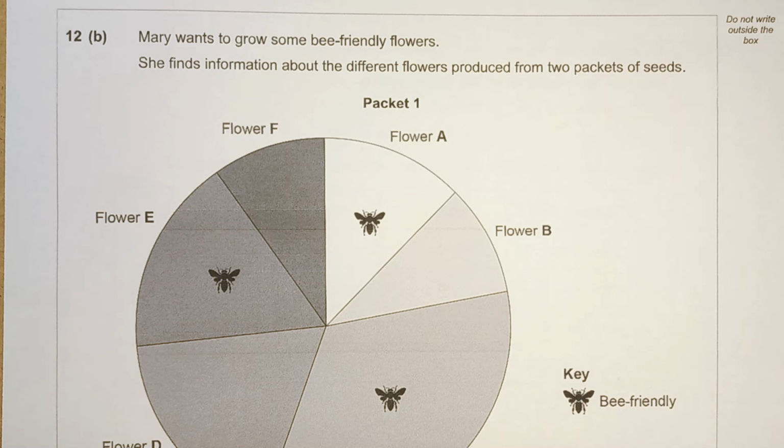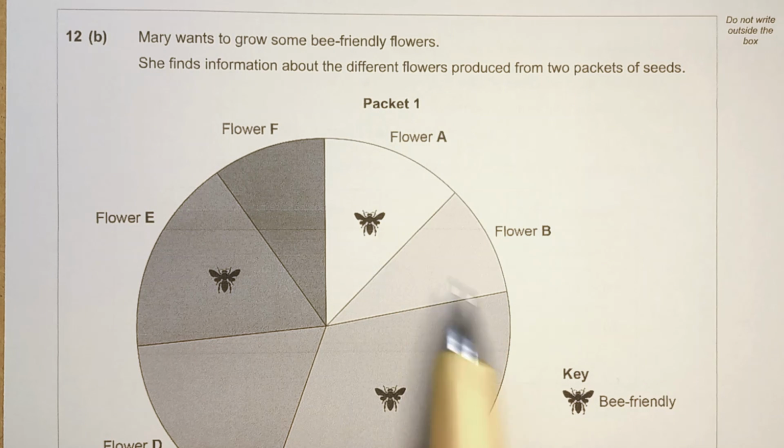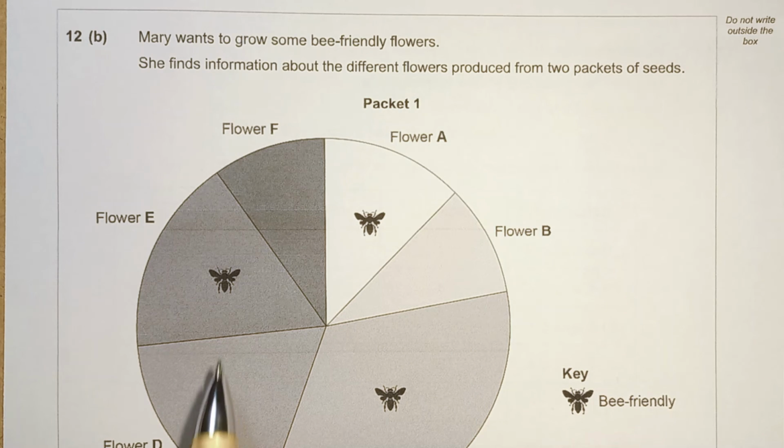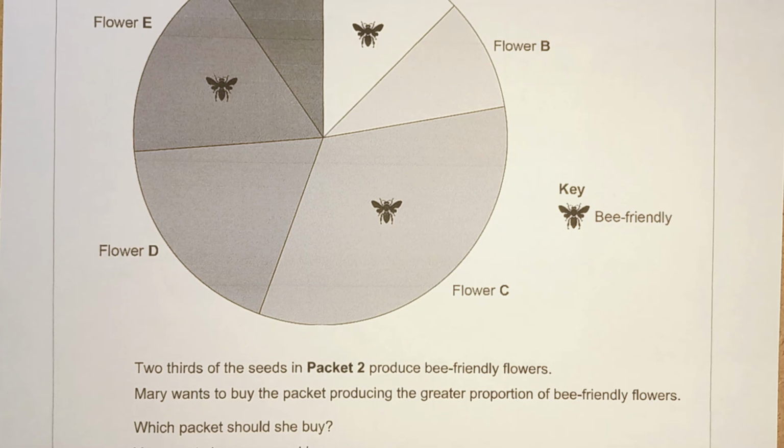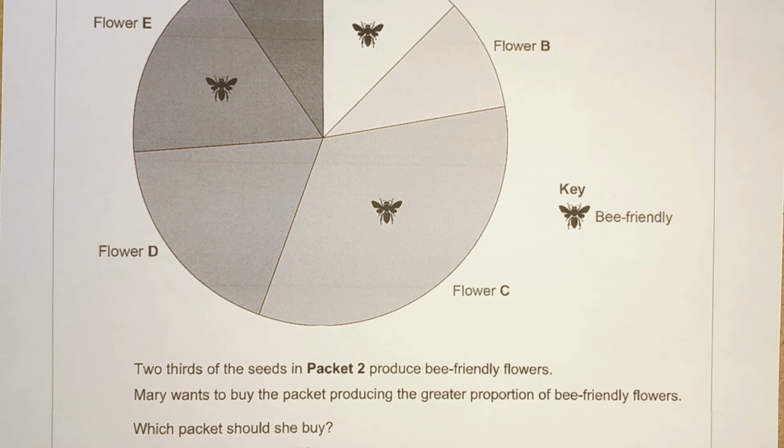Here we go, 12B. Mary wants to grow some bee-friendly flowers. She finds information about the different flowers produced from 2 packets of seeds. Here's packet 1. Flower A, so this is bee-friendly. Flower B isn't. Flower C is bee-friendly. D isn't. Flower E is bee-friendly. F isn't. Okay. 2/3 of the seeds in packet 2 produce bee-friendly flowers. Mary wants to buy the packet producing the greater proportion of bee-friendly flowers. Which packet should she buy?